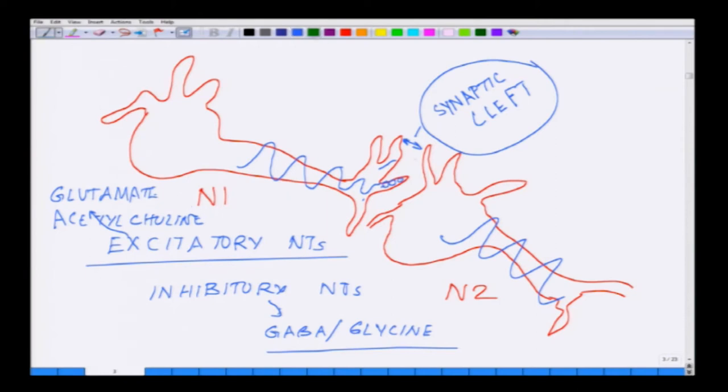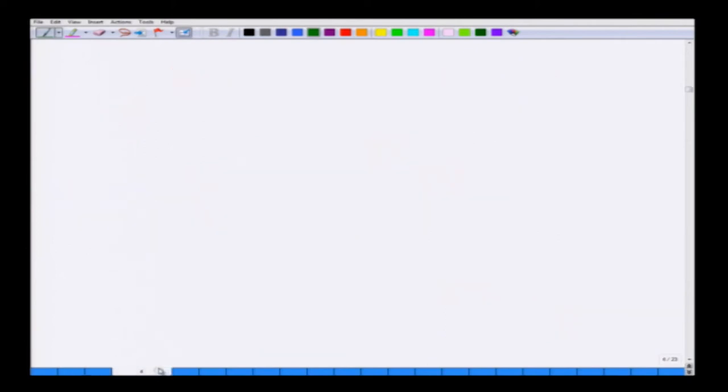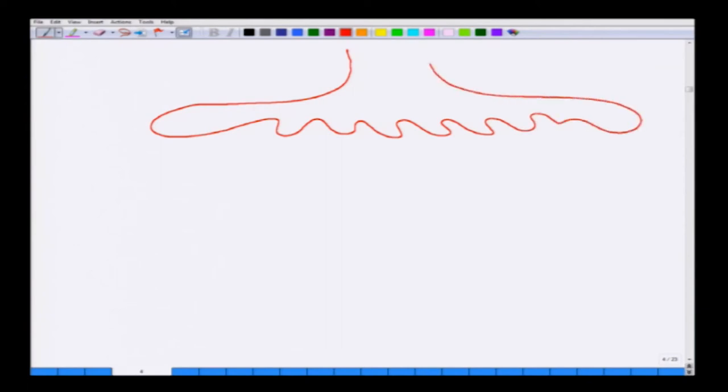Now, how are these neurotransmitters secreted? If I blow up this zone, what essentially happens? If I blow up the whole synaptic zone, it looks like this. This is the presynaptic neuron, or neuron 1, and this one is the receiving neuron, with its dendritic processes.